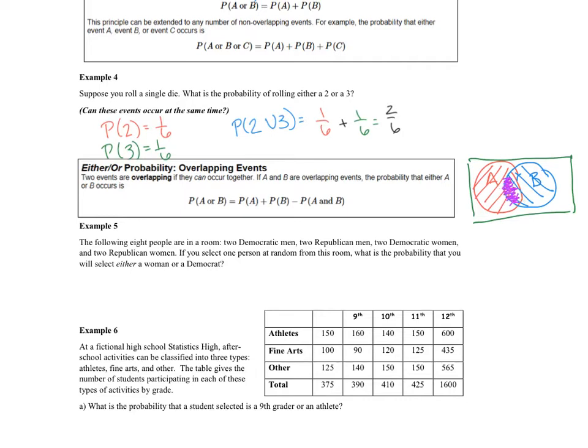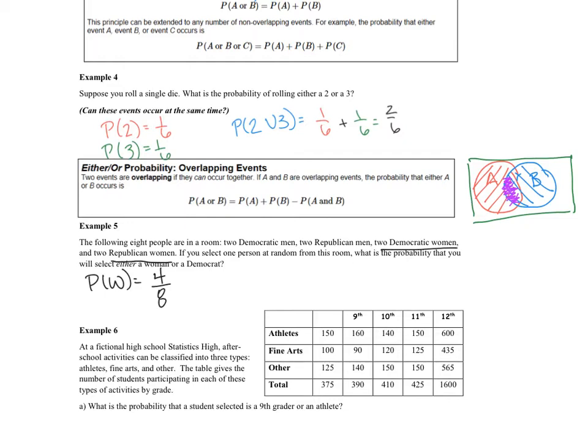So look at example 5. The following 8 people are in a room: 2 Democratic men, 2 Republican men, 2 Democratic women, and 2 Republican women. If you select one person at random from this room, what is the probability that you will select either a woman or a Democrat? So the question is really like this. You're interested in the event of being a woman. The probability of being a woman: there are 2 Democratic women and also 2 Republican women. So out of the total people in the room, there are 8 people, it's 4 out of 8.